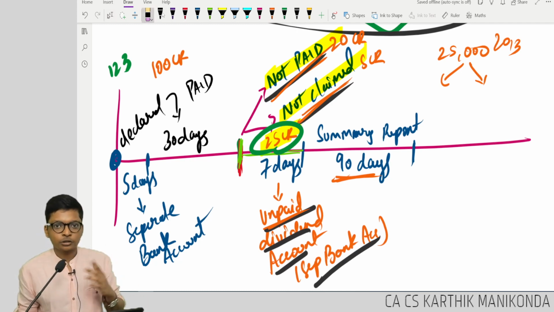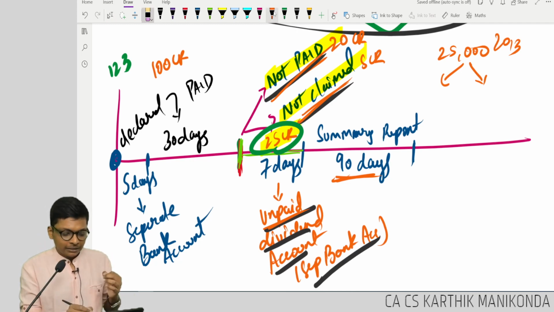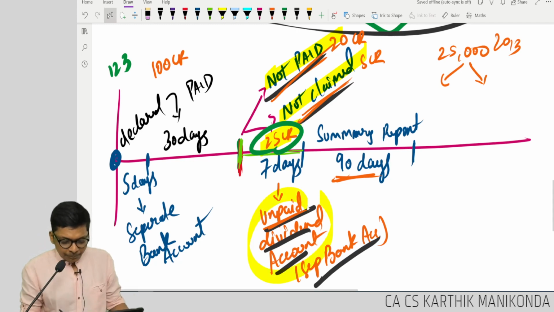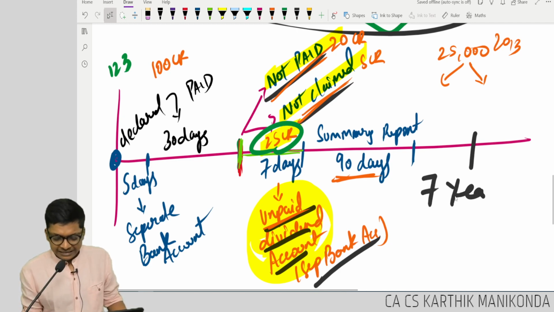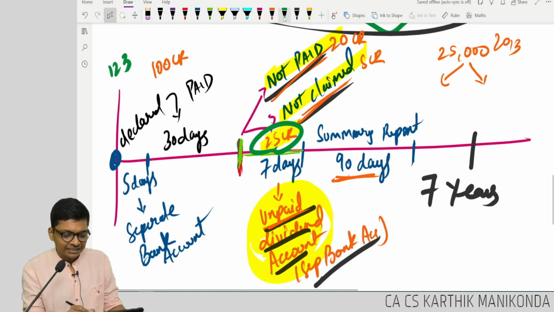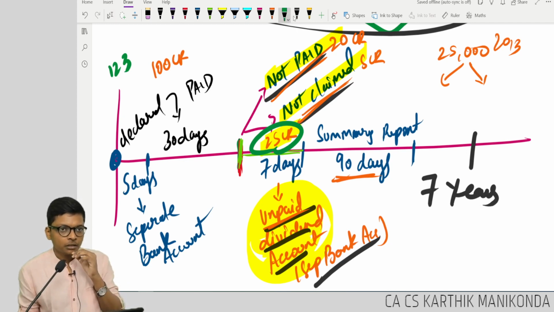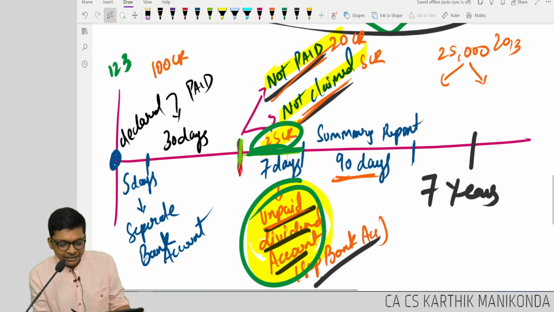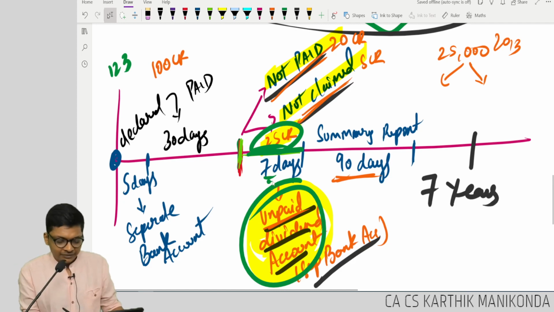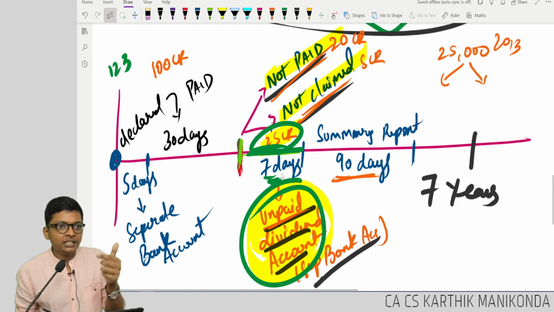Law says yes. Law says this money which is there in the unpaid dividend account will remain in this account for a period of totally 7 years. Are you understanding, guys? 7 years. 7 years from which day? From the day it entered this account. That means, within the 7 days, correct? Before the end of 7 days, you have to transfer to that.